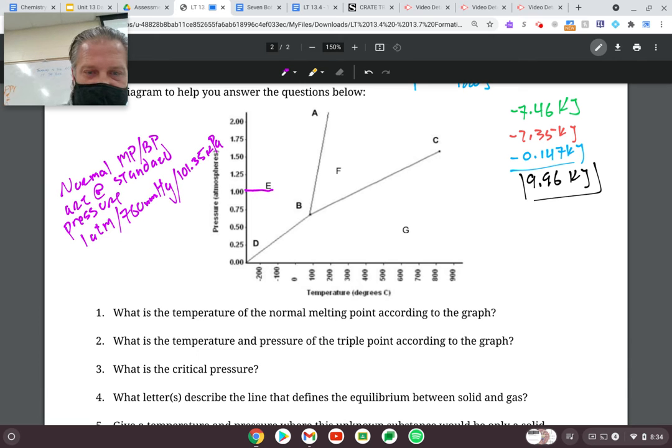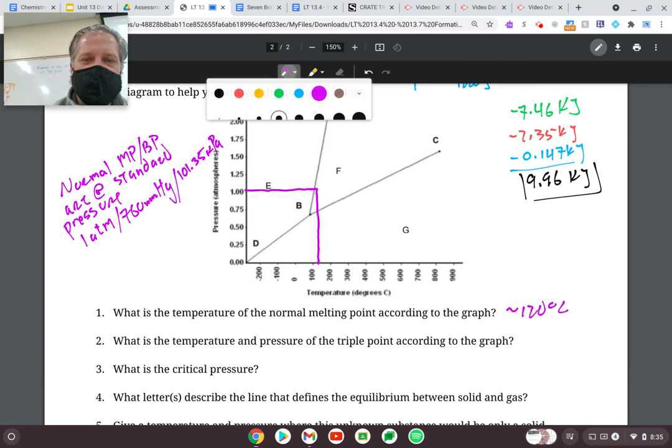So here's my pressure. Here's my standard pressure, which is 1, and then I drop this down and I see that it's going to be somewhere in the ballpark. It's a little bit more than 100. I'm going to say maybe 120. So I'm going to say it's about 120 degrees Celsius.